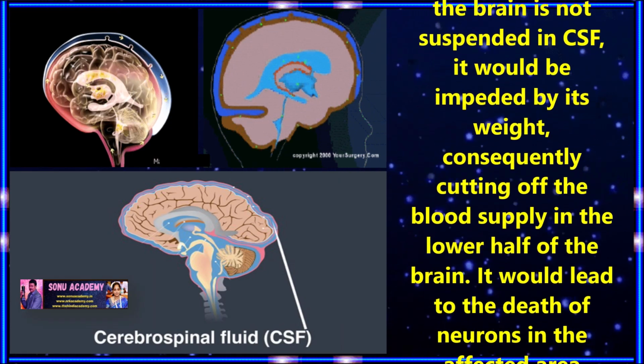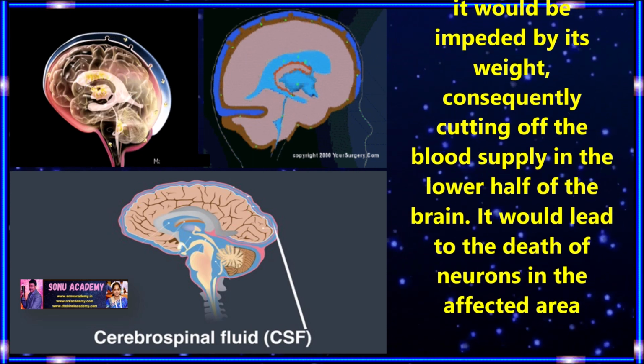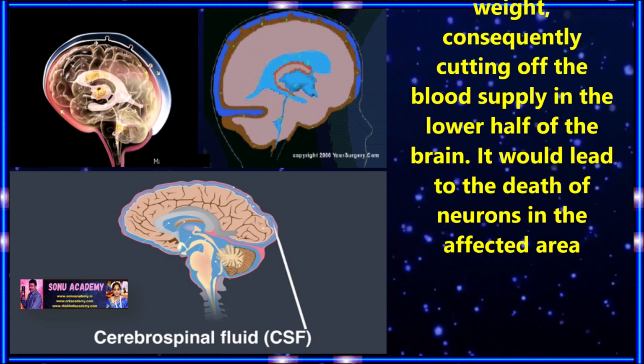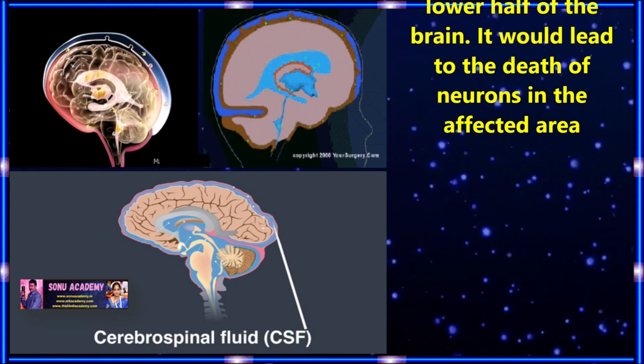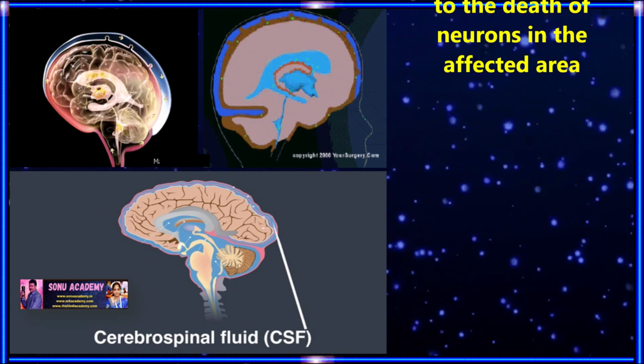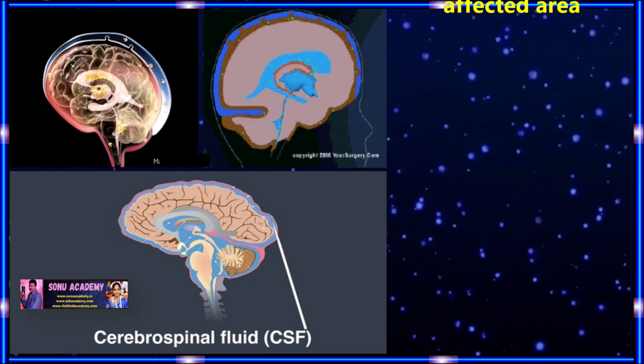If the brain were not suspended in CSF, it would be impeded by its own weight, consequently cutting off the blood supply in the lower half of the brain. This would lead to the death of neurons in the affected area.